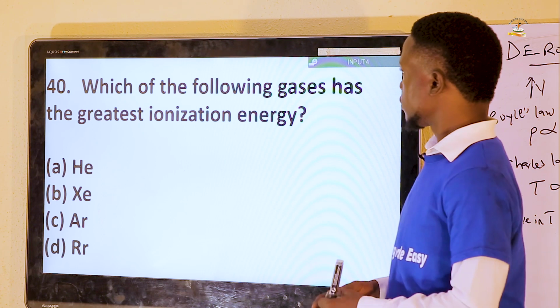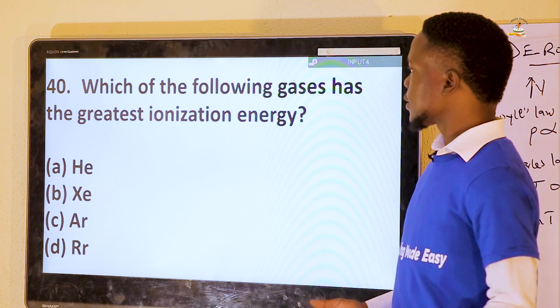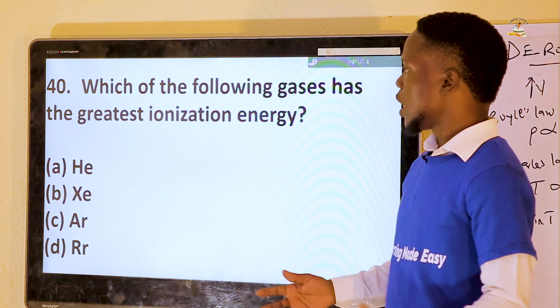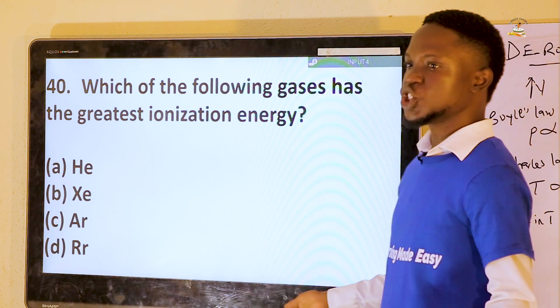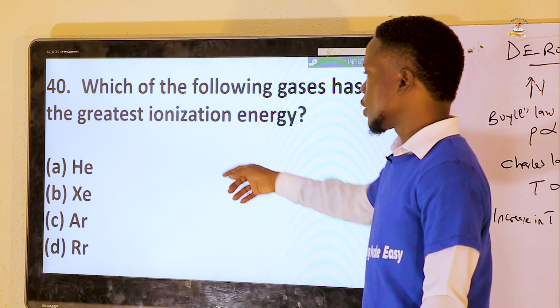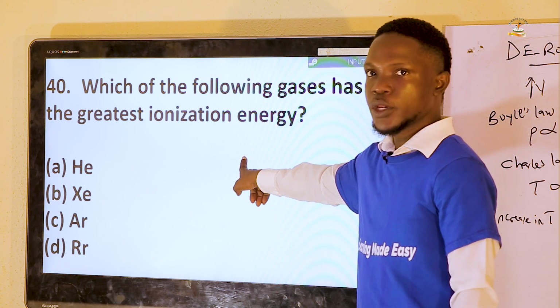Number 40. Which of the following gases has the greatest ionization energy? Now, out of all these gases, the one that has the greatest ionization energy is the noble gas helium. That is option A.